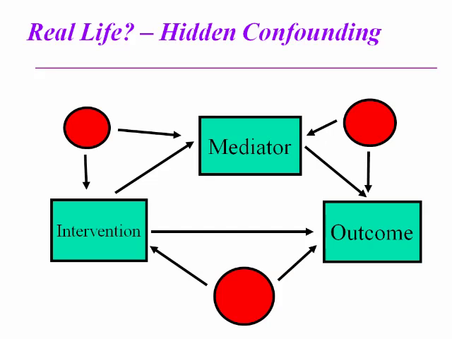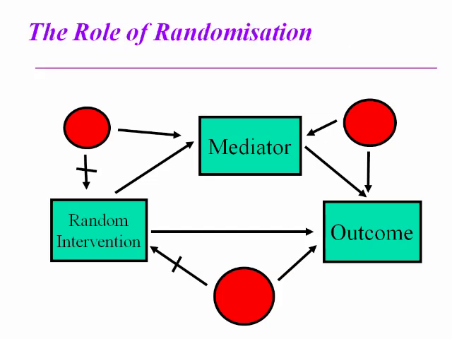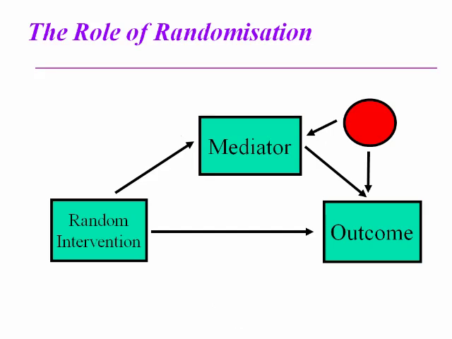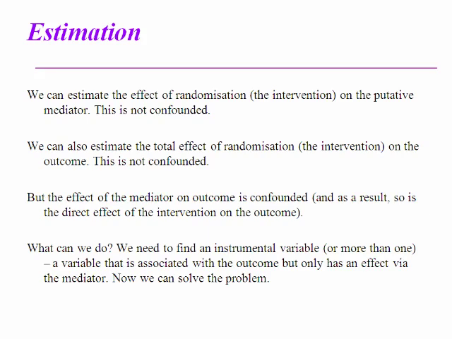So what's the advantage of randomization? Why do we work with trials? Well, if we work with trials, we can block quite a bit of that confounding. And so what we finish up with is that we can't control the mediator by randomization, because we're just randomizing the initial intervention. But we can make sure that there's no confounding of the effect of randomization on the mediator. There's no confounding of the overall effect of randomization on the outcome. That all results from the design. But the effect of the mediator on the outcome is confounded.